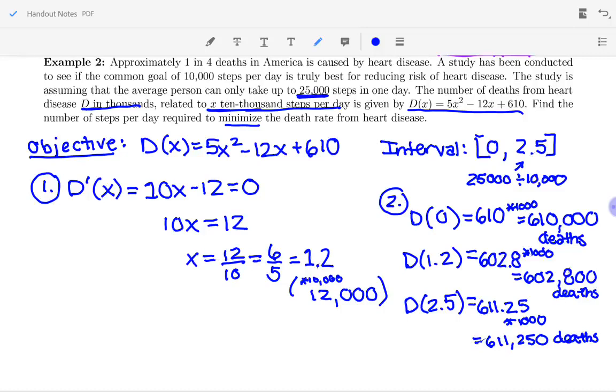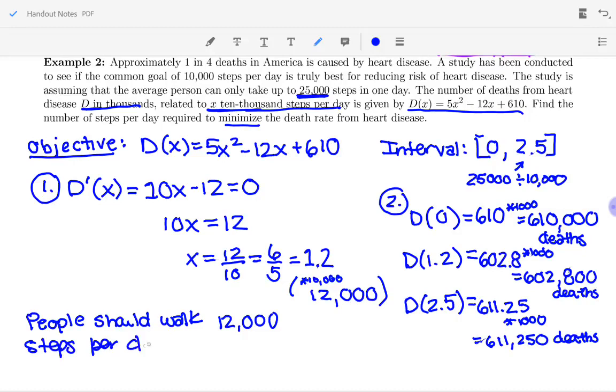So our conclusion, we want to make sure we answer this question: find the number of steps per day required to minimize the death rate from heart disease. It's not asking for the minimum death rate, it's asking for the number of steps. So our conclusion is people should walk 12,000 steps per day to minimize heart disease.